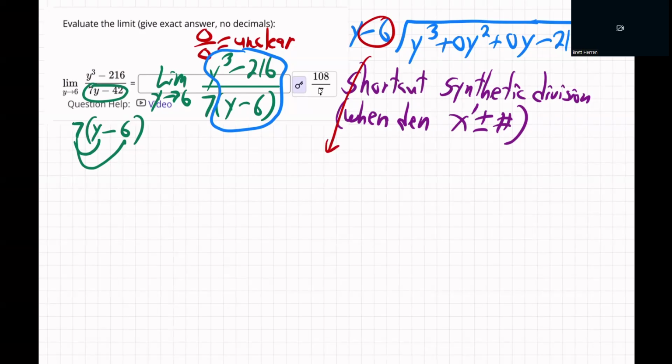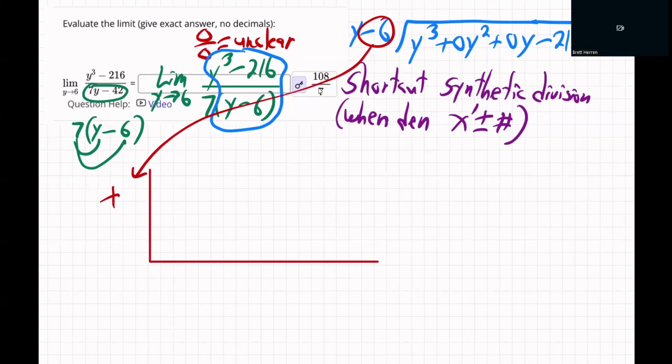I need more room. Let's bring it over here and we'll grab this and put it over here. It's plus 6. It's the opposite. So it was a minus 6 and I made it plus 6. If this had been a plus 6, I'd make that minus 6. You do the opposite.